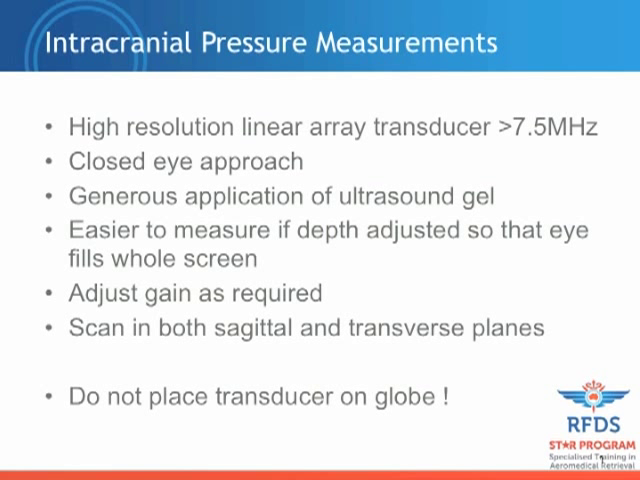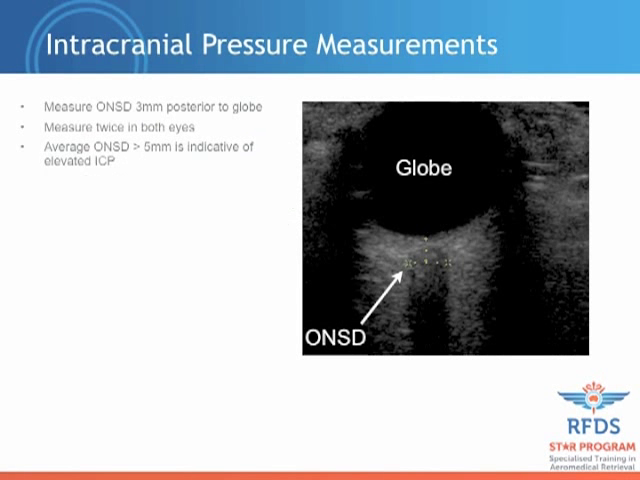You certainly need a generous application of ultrasound gel, and you will find that it is easier to measure the values that you need to obtain if the depth is adjusted so that the eye fills the whole screen. Note also that with ocular ultrasound you often need relatively high gain, so be prepared to play with and adjust the gain as required. Now, some people suggest that you can do this with just scanning in the transverse plane, but others would suggest that perhaps both the sagittal and transverse planes should be scanned, measurements obtained, and then averaged.